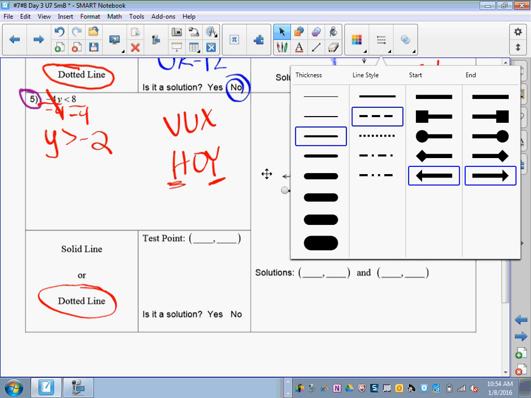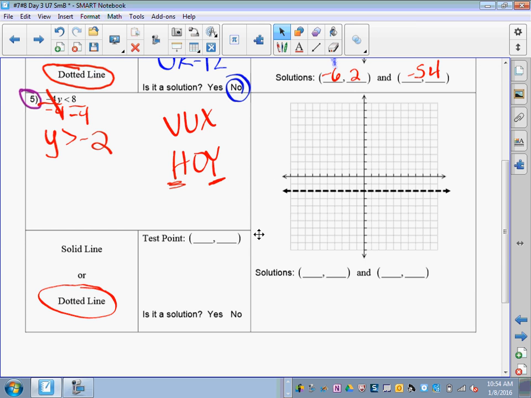Why should it be a dotted line, guys? We just said this. Alex, why is it a dotted line? Because it's not a less than or equal to. Right, there's no or equal to underneath it. Thank you, Alex. Alright, so let's pick a test point. Again, 0, 0 is the easiest one. 0, 0 is not on my line, so we can use it.